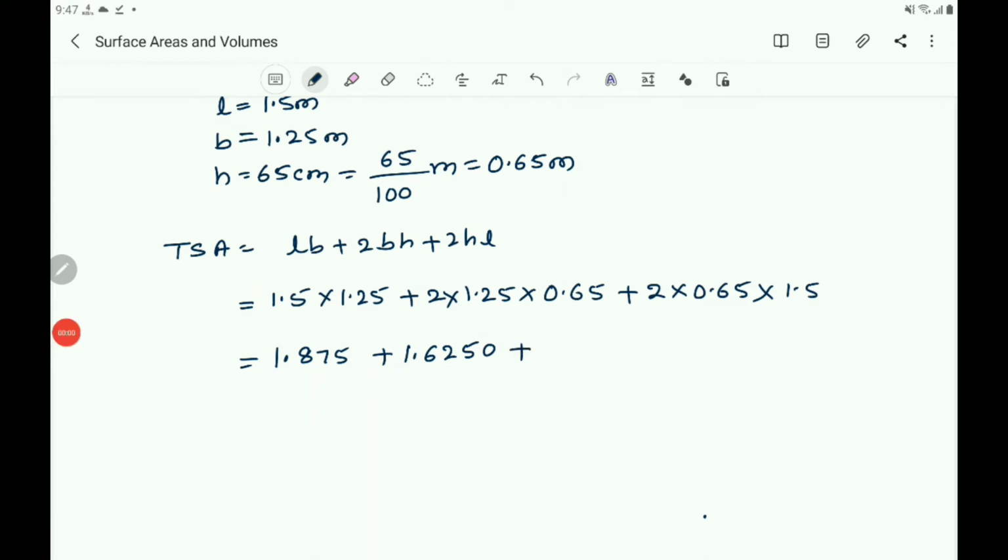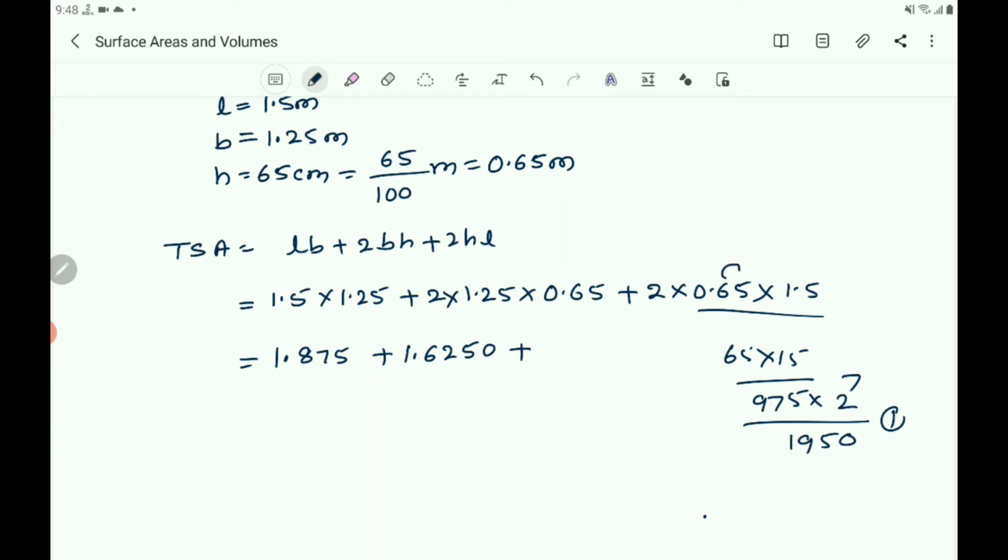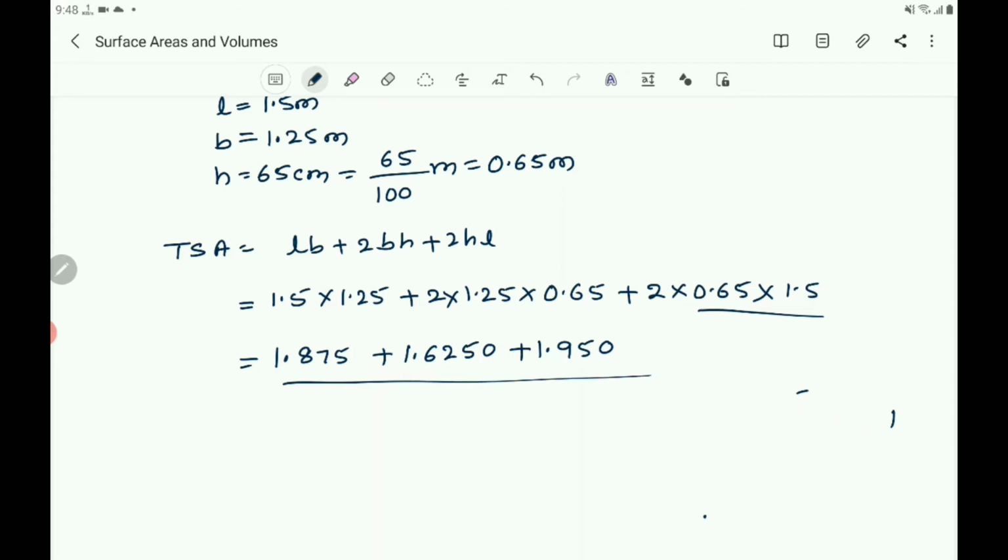Then the next one you take. The product of these two you have to get: 65 into 15. 15 times 5 is 75, 15 times 6 is 90 plus 7, 97, and into 2: 5 times 2 is 10, 1 carry, 7 times 2 is 14 plus 1, 15, 1 carry, 9 times 2 is 18 plus 1, 19. Here the digits are 3, so it becomes 1.950. Now we have to find the sum of these three, so you take them one below the other.